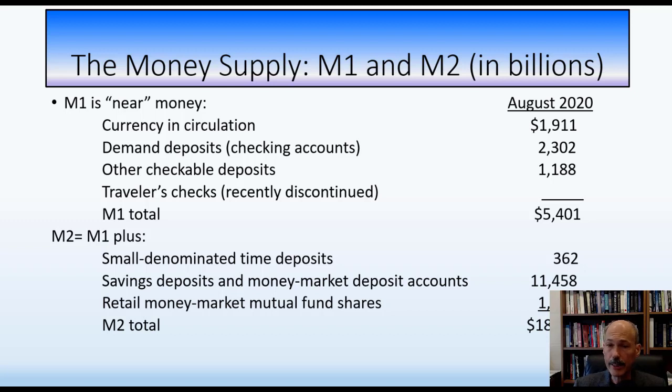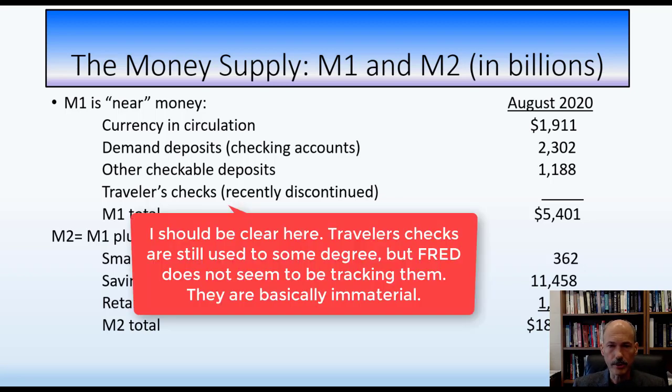We have other checkable deposits where you can write checks. You may not be able to get your money immediately, or there may be some type of restriction on the size of the check. But that's what we mean by other checkable deposits. There's traveler's checks, which have been recently discontinued, and they were only a couple billion dollars. It gets lost in rounding when you're dealing with trillions. So you can ignore the traveler's checks. People just don't use them anymore.